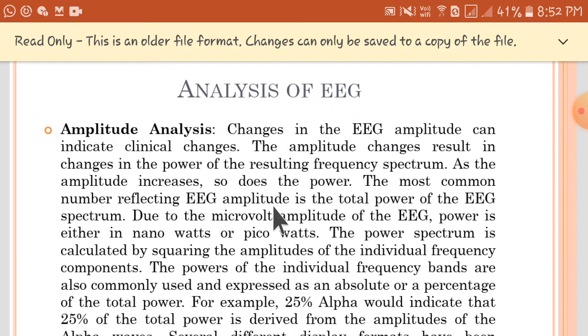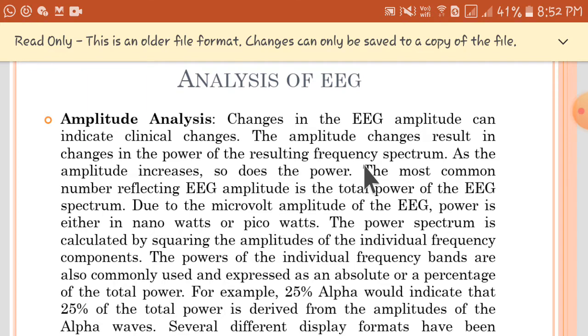Now we will discuss the amplitude analysis. Changes in EEG amplitude can indicate clinical changes. The amplitude changes give the power variations in the frequency spectrum. Squaring the amplitude gives the relative power, and from this relative power we can make many clinical diagnoses.